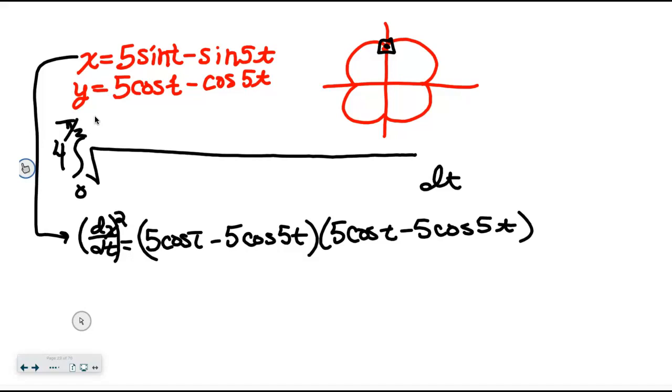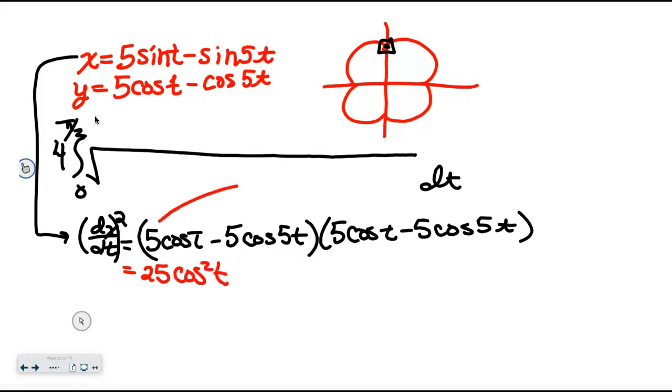All right, so just to repeat, I'm doing my formula where I need to do dx/dt squared. And so that's what I'm doing. And to do that, I actually need to FOIL it. It's just a very messy FOIL. So the first thing I'm going to have is a 25 cosine squared of t.